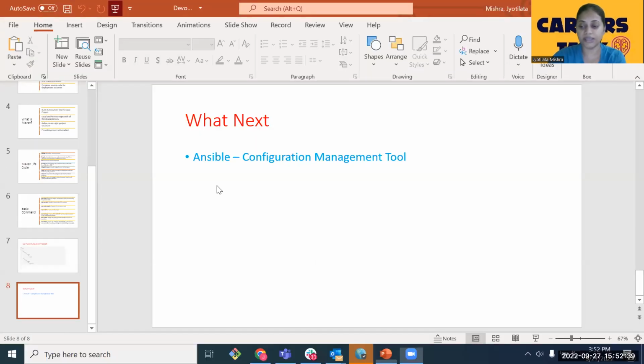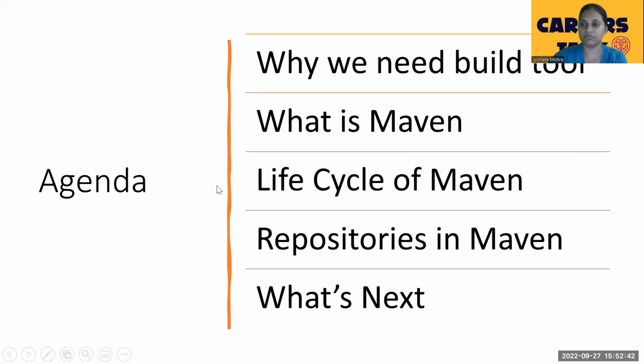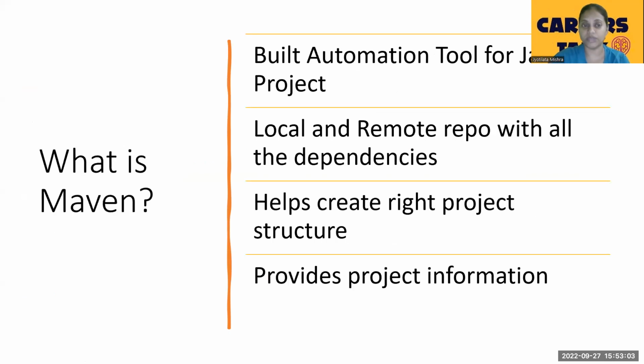So let me quickly recap what we have studied today. What is a build tool? What is Maven? Life cycle, some commands, repositories, and we also talked about Nexus, which helps you with dependency management at the organization level. So anything which you put on Nexus is remote but available only to employees in the current organization. Okay. Now, what is next?